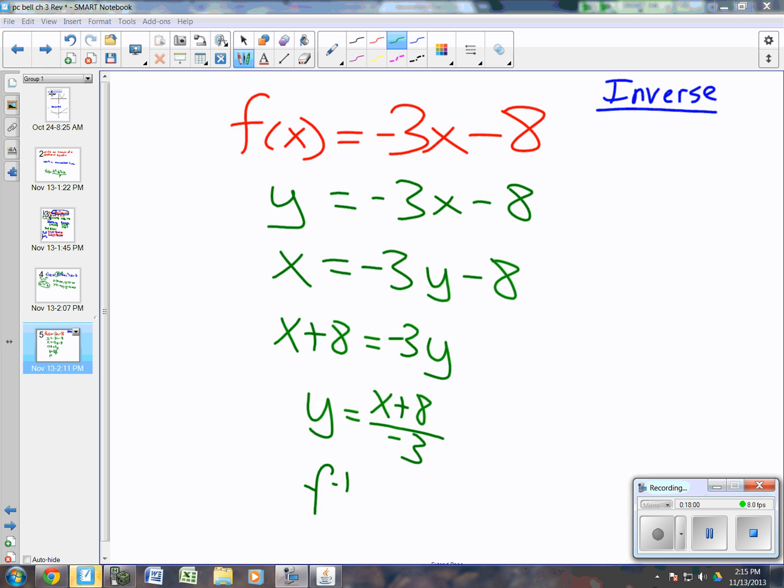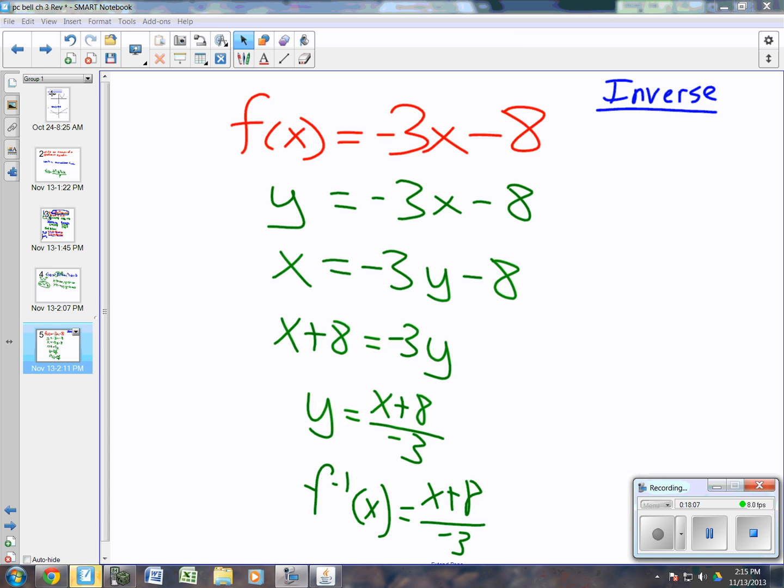Last step is to use the inverse notation. Write it in inverse notation. That's what you need to do on that. Okay, any questions there? So all you do is really switch x and y and solve for y. That's how you find an inverse. That's what an inverse is, switching the domain and range, switching the x and y.